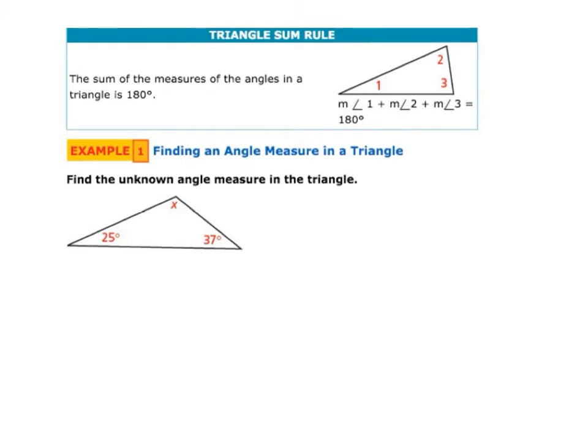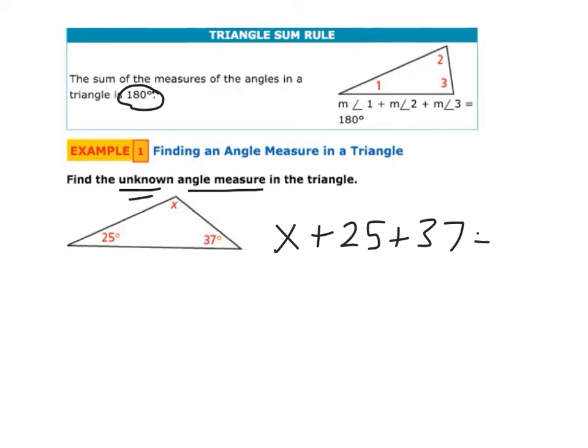The triangle sum rule can also be helpful in solving problems similar to this one. Remembering that the sum of the angles in a triangle is 180 degrees can help us find unknown angle measurements in a triangle. So this triangle has 3 angles, and one of the angle measurements is missing. So I can use the triangle sum rule to write an equation that I can solve to find the missing angle, or x in the equation.